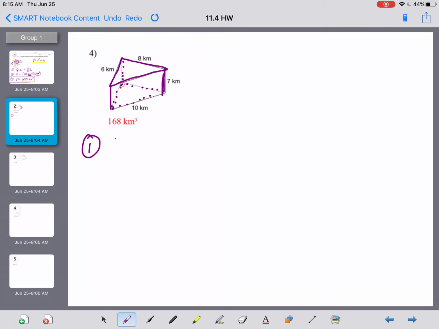So step 1, we once again need the formula for volume of a prism, which, just like it was on number 1, is capital B times H. But say the words as many times as you can to yourself. Capital B means area of the base, and H means height of the prism, or distance between the bases. Step 2, this one's going to be a little tougher than the last one.